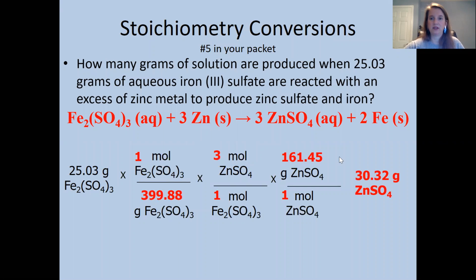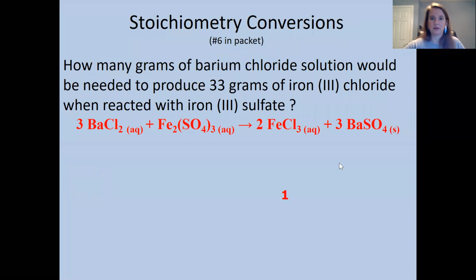Let me just get all of this. I don't know why there's a random 1 there, but okay. So how many grams of barium chloride solution would be needed to produce 33 grams of iron 3 chloride when reacted with iron 3 sulfate?